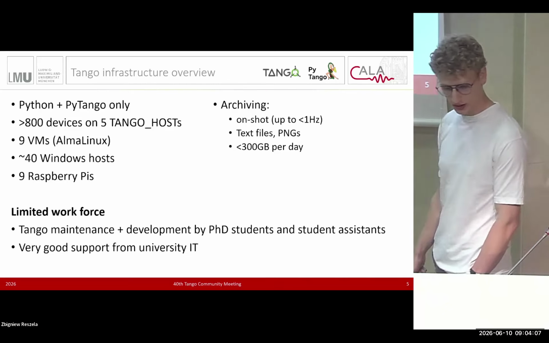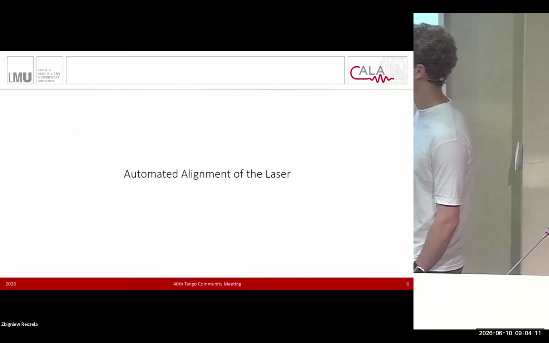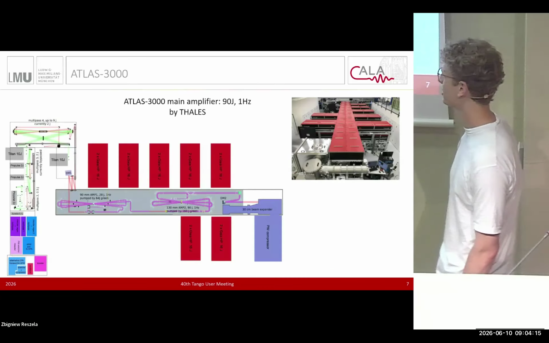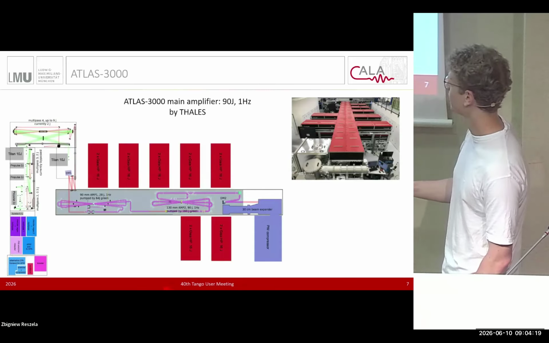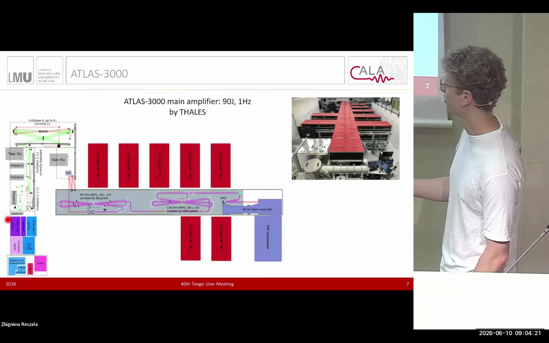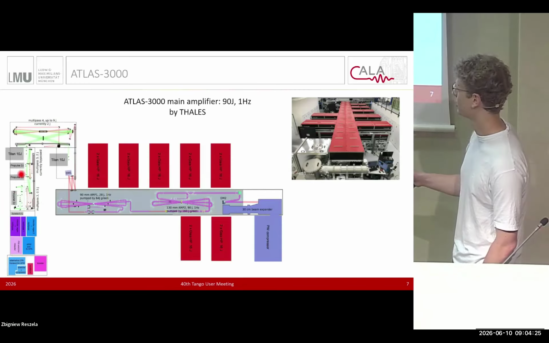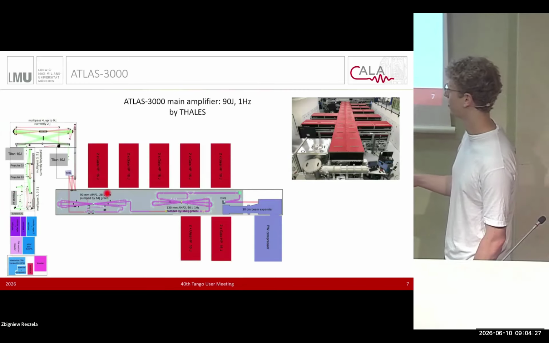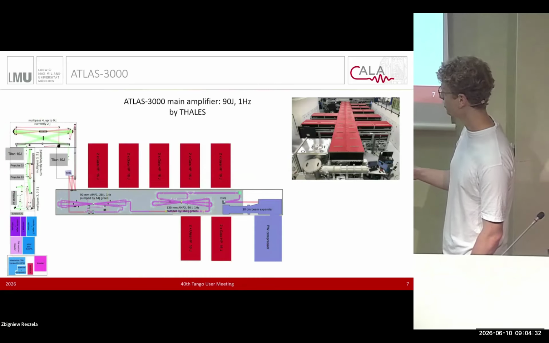One thing we use this for is the mentioned automated alignment of the laser. And why do we need such a system? As you can see in the big picture on the left, the laser starts here on the left, and before it actually reaches its target somewhere here, it travels a very long path through all the amplification stages and the main amplification stages here in the middle.